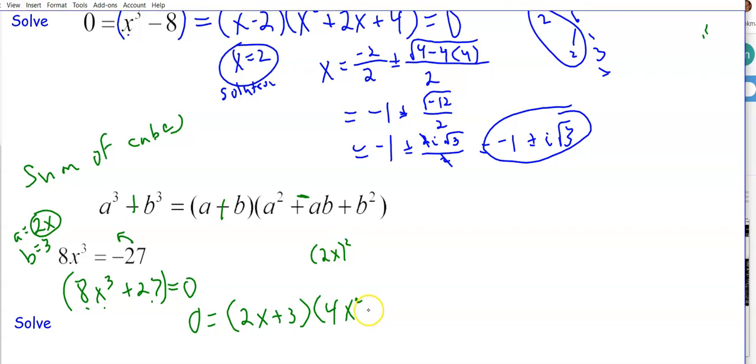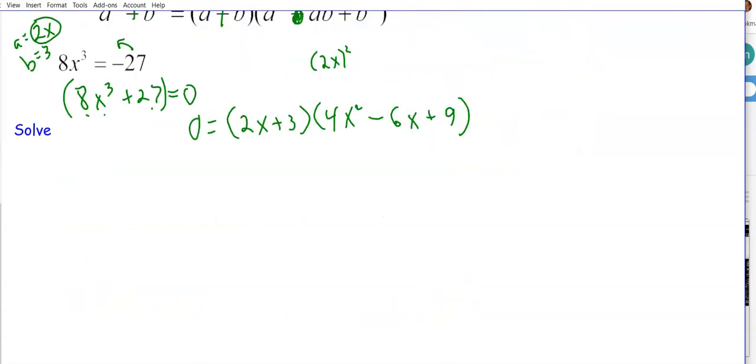So 4x squared minus, because it was a plus, now it's a minus. A times b would be 2x times 3, or 6x, plus b squared, which would be 3 squared, which is 9. Okay, we're going to set each factor equal to 0, so we get 2x plus 3 equals 0. So 2x equals negative 3, so x equals negative 3 over 2.